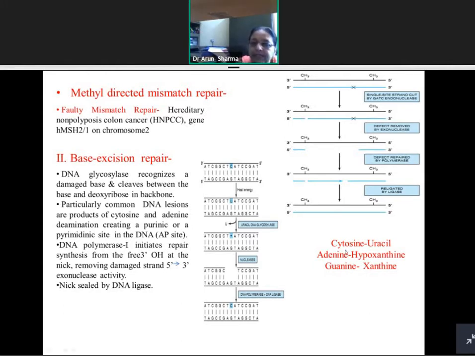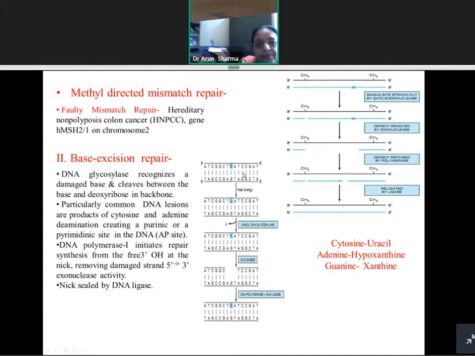For example, cytosine may undergo deamination to form uracil. Adenine may undergo deamination to form hypoxanthine, and guanine can be converted to xanthine. So instead of cytosine, adenine, and guanine, wrong bases like uracil, hypoxanthine, and xanthine can be inserted.